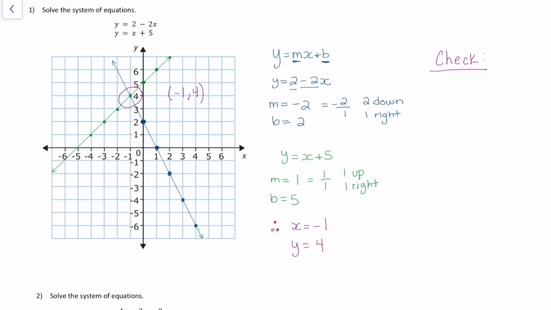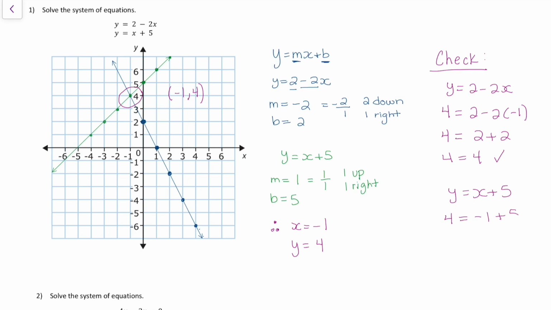So y equals 2 minus 2x. 4 equals 2 minus 2 times -1. So we're checking that the left side equals the right side. So 4 equals 2 plus 2, 4 equals 4. Check, so it works in the first equation. Let's check the second equation. We want 4 should be -1 plus 5, which it is. Check. So if it works out in both equations, you know that we've done it right.